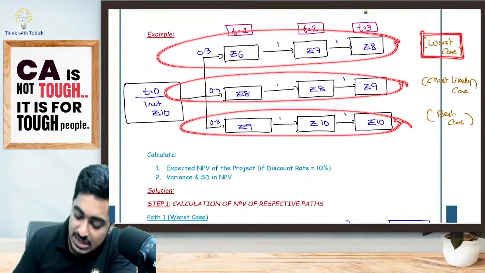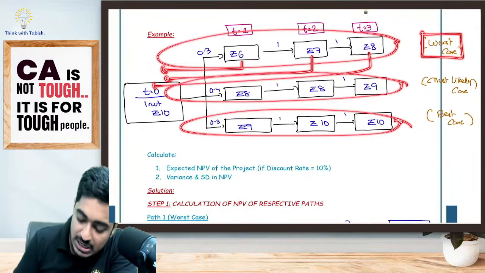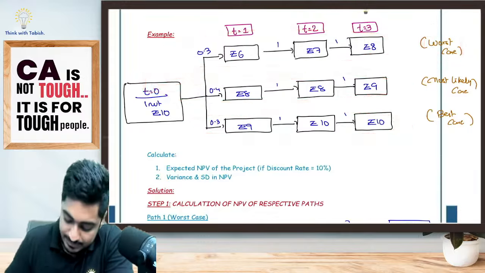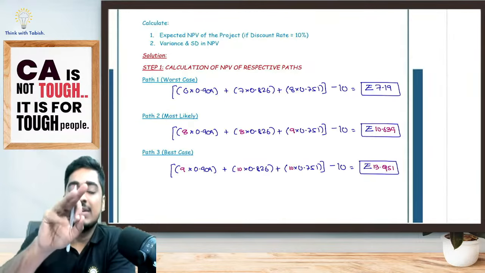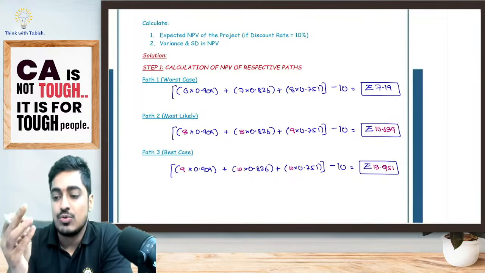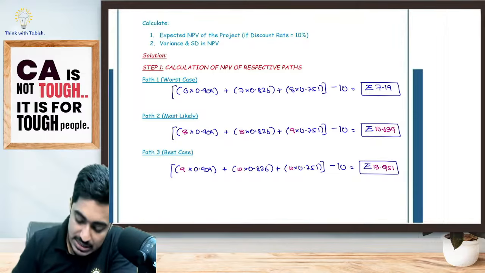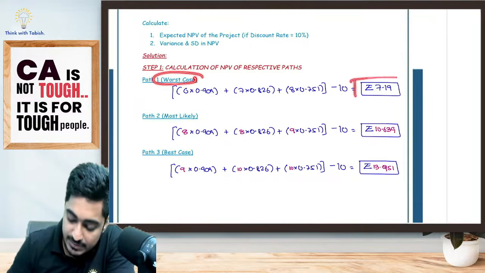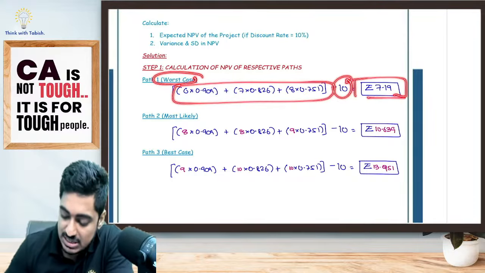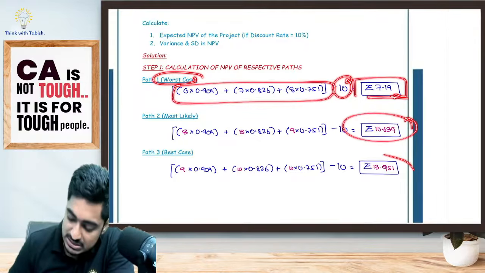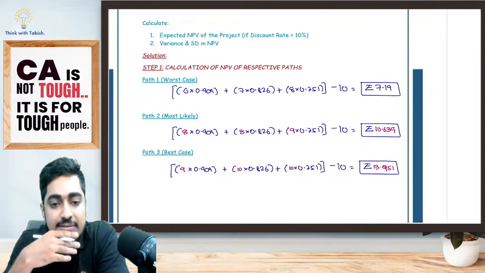In the worst case, first year I got 6, bring it to present value. Second year I got 7, bring it to present value. Third year I got 8, bring it to present value. Calculate NPV. So this is also called scenario analysis. We will be having 3 scenarios: best scenario, worst scenario, most likely scenario. In the worst scenario, calculate NPV. My cash flow, I brought it to present value minus initial investment. Most likely scenario, best scenario, I got my NPV.